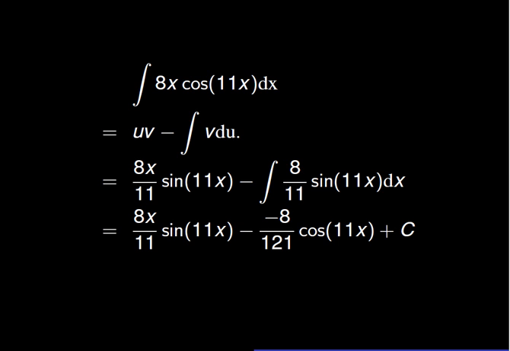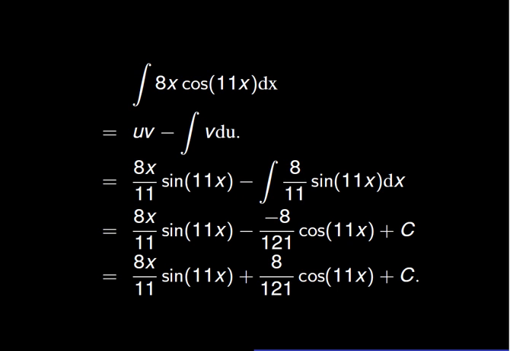The integral is equal to the fraction 8x over 11 times sine of 11x, minus the fraction, minus 8 over 121 times cosine of 11x, plus a constant c. Lastly, the integral of 8x times cosine of 11x dx is equal to the fraction 8x over 11 times sine of 11x, plus the fraction 8 over 121 times cosine of 11x, plus a constant c.